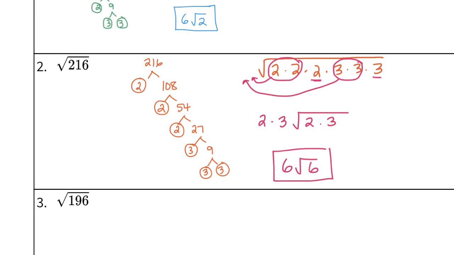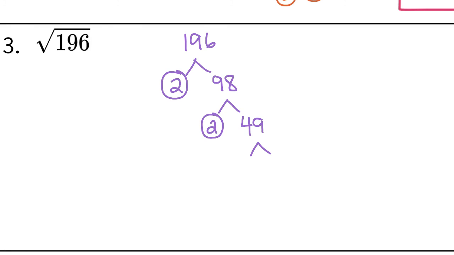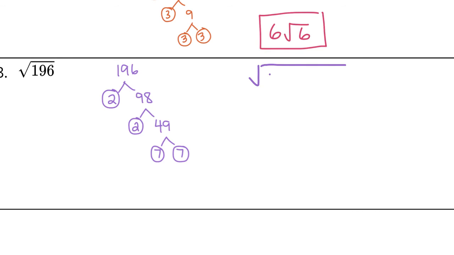I have the square root of 196. So first let's find the prime factorization. It's an even number, so I can go by 2. 2 times 98. 98 can be split up as 2 times 49. And 49 can't be divided by 2 anymore because that would have to be even. 3, no, doesn't work. It's 7, so it'd be 7 times 7. 7 is prime, so I'm going to circle both of those. So I can go ahead and write this down as the square root of 2 times 2 times 7 times 7.